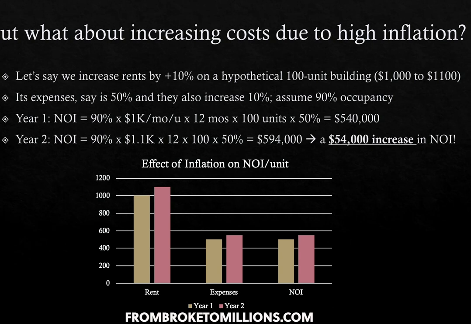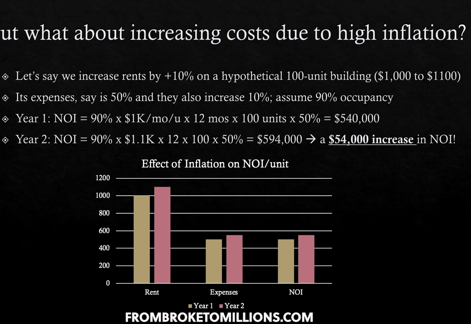I mean, what about increasing costs due to high inflation? Right, right. So as long as you're able to increase the top line, that is the rents, by the same amount or the same percentage, then you're actually ahead. So look at this, guys. Just imagine you own a 100-unit apartment building, right? And the rent right now is $1,000, but because there is stagflation or high inflation, now you increase the rent to 1,100. You can easily justify that, as you've seen from historical data, right?